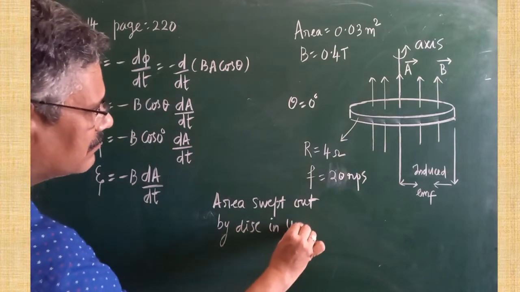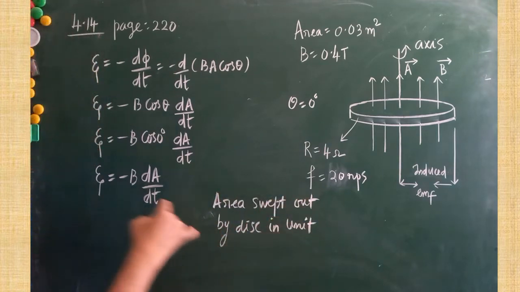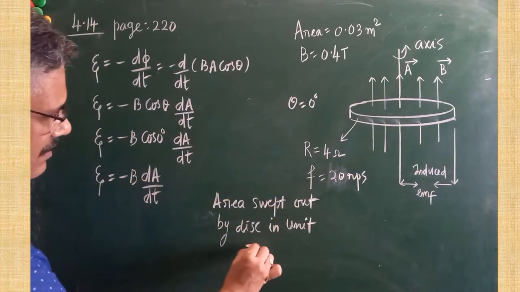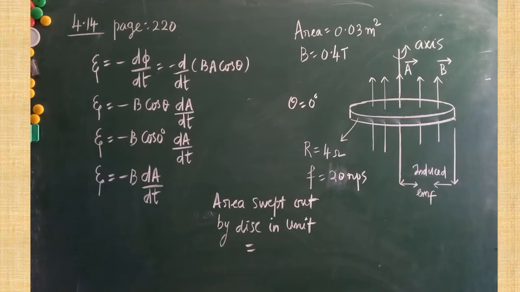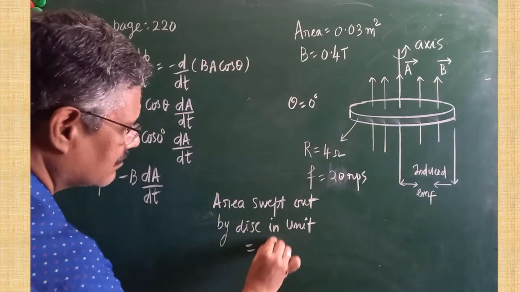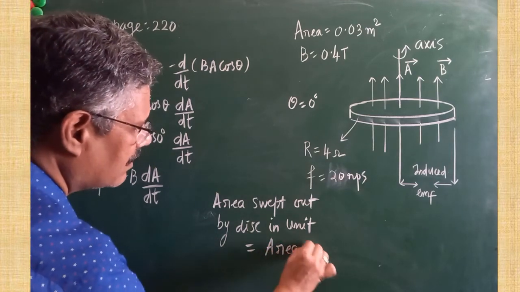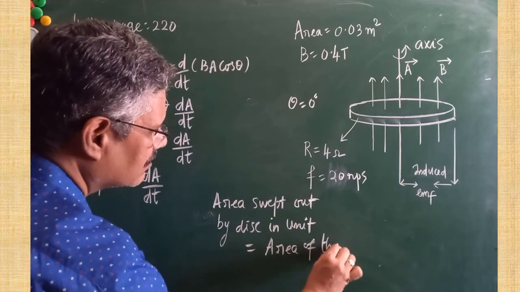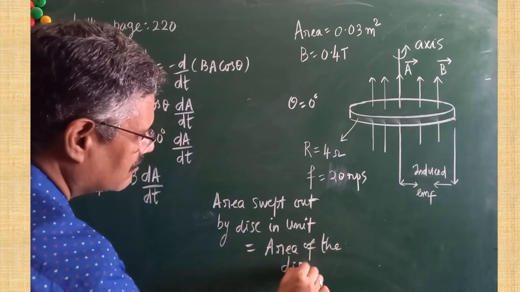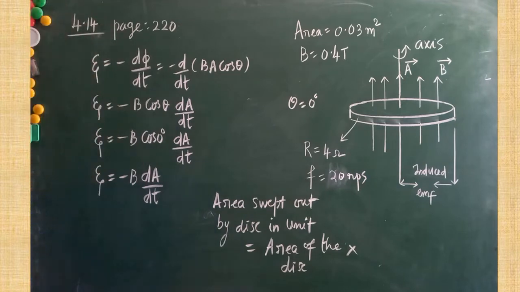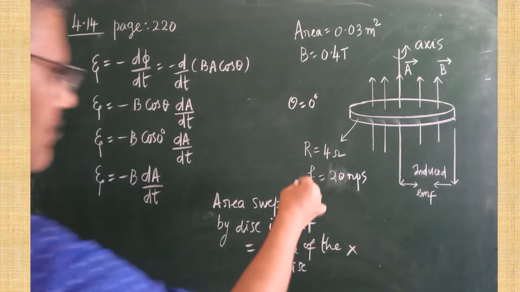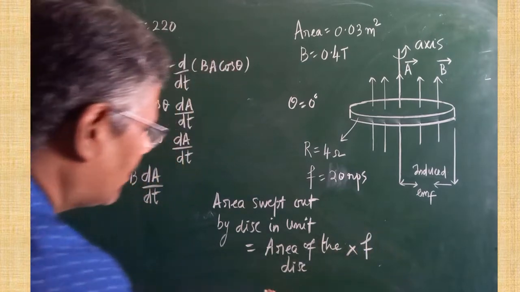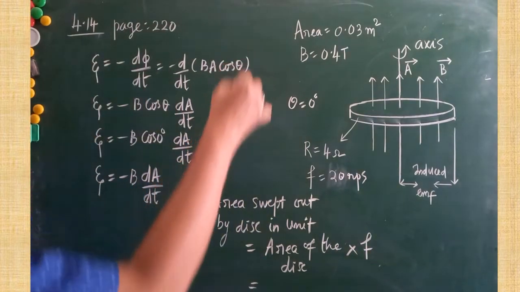That entire thing is nothing but dA by dt. What is the formula? It is the area of the disc, which is the most important formula, into revolutions per second. Revolutions per second is nothing but frequency f. Multiply both.